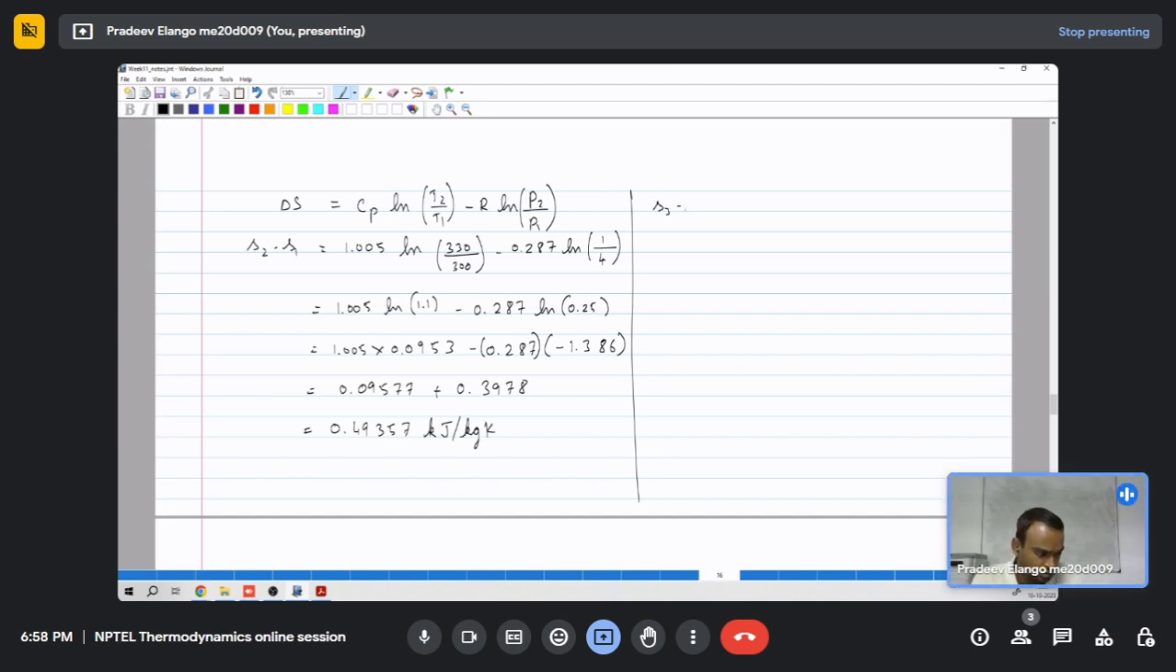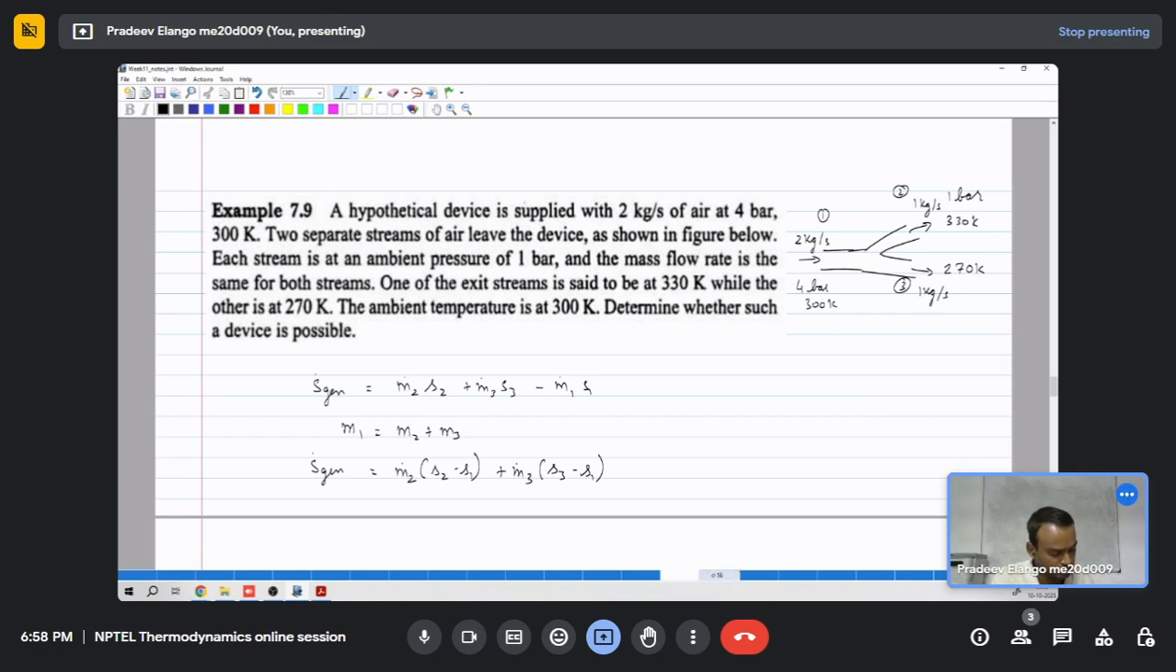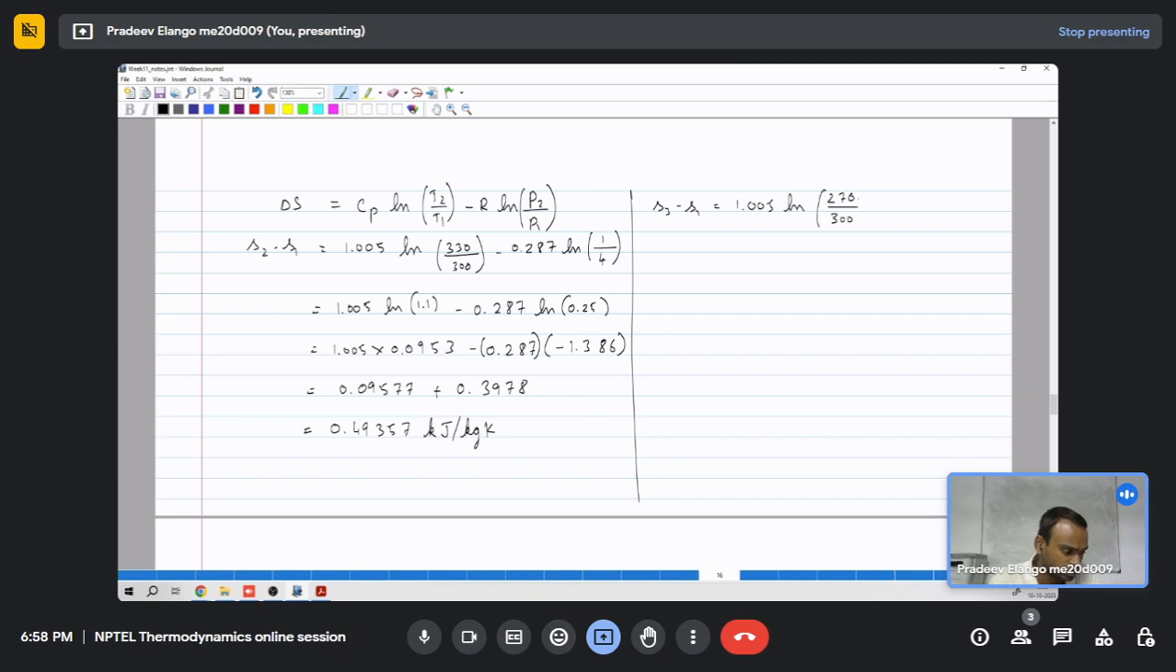Similarly, S3 minus S1 can be computed as 1.005 ln of T3 by T1, that would be 270 by 300. The third stream is at 270 Kelvin, so it is 270 by 300 Kelvin minus 0.287. The pressure is same for both the streams, so it is the same as before. Can you calculate this? So it is 0.291 kilojoule per kg Kelvin.